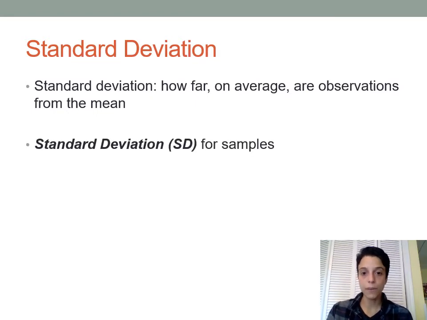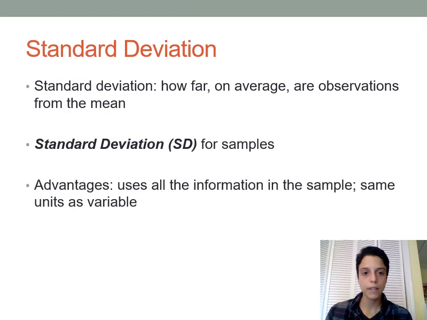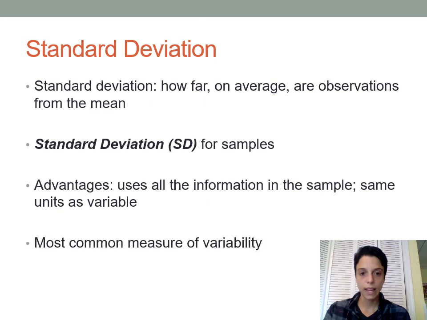And I'm going to go through the formula in just a second, but before I do, advantages to the standard deviation are that it uses all the information in the sample, similar to the measure of variability that we just saw, but it's also in the same units as the variable. So it has a pretty straightforward interpretation, which is, again, how far, on average, the different observations in your sample are clustered around the mean. And because of this, as I said, it's the most common measure of variability.